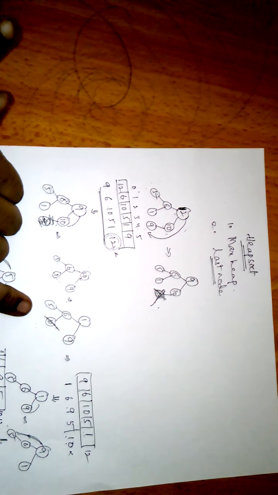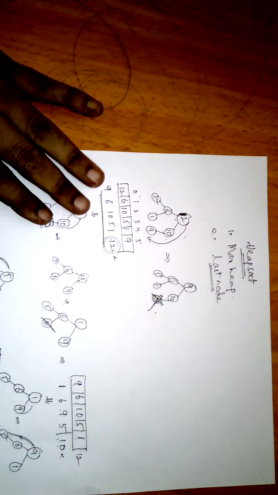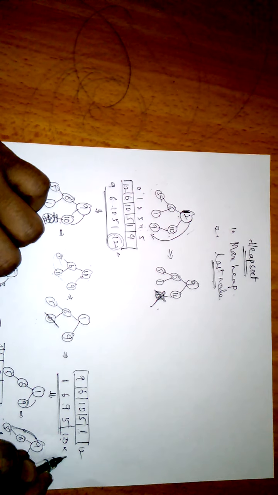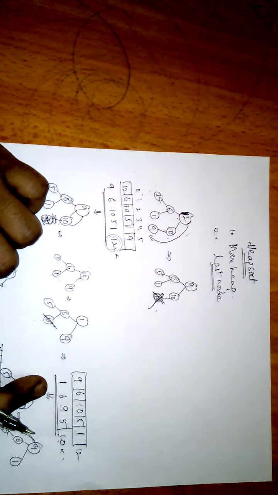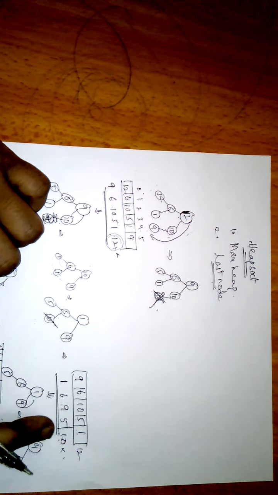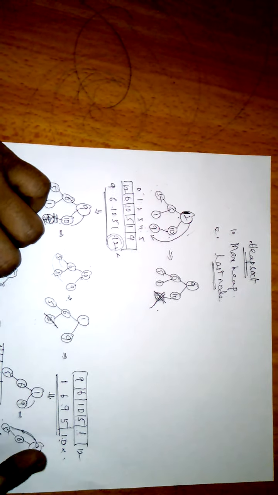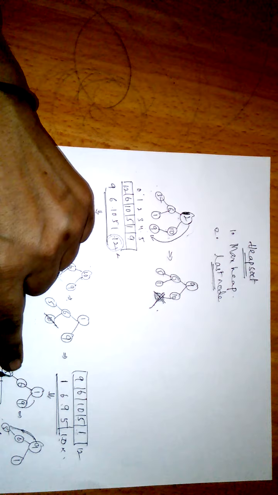Next maximum element, next node. Now this is the new list. The ordered elements are 10 and 12, and we have removed 10 and 12. Now what do we have? 1, 6, 9 and 5. Now the tree will be like this: 1, 6, 9 and 5. This is the array.